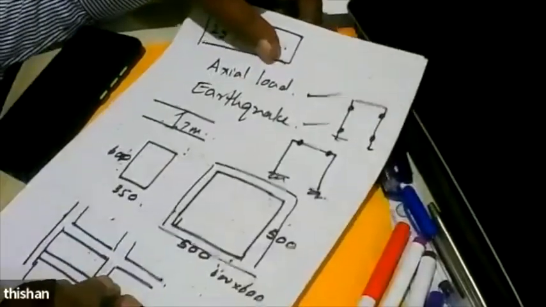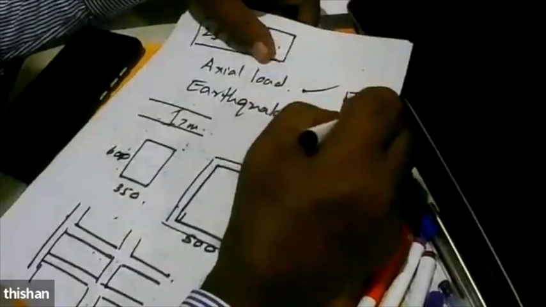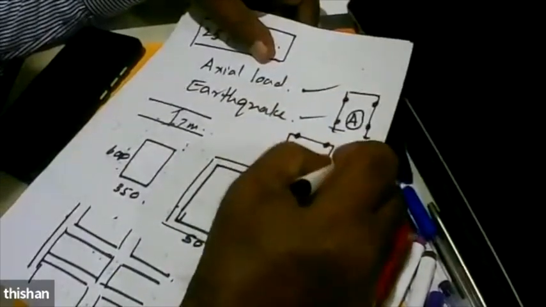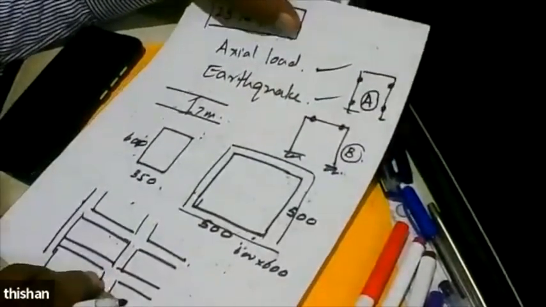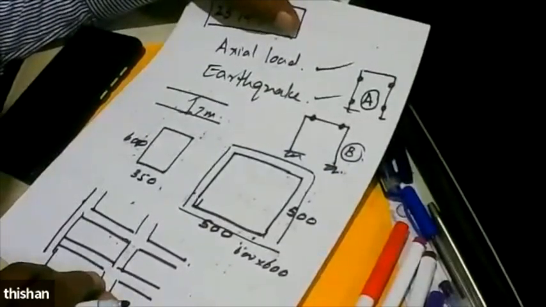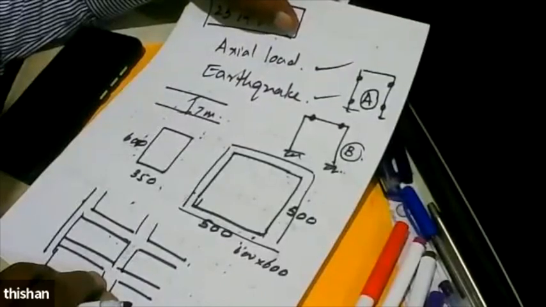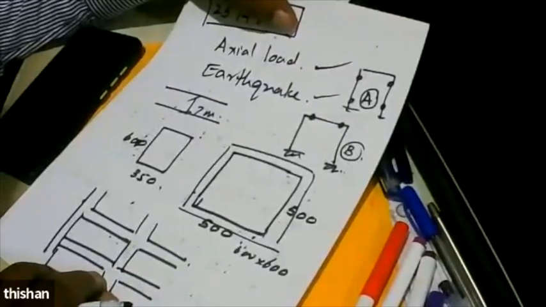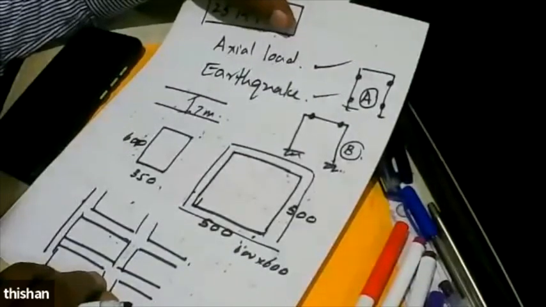Which is better? This A, this B. Which hinge is better? B is better. Why? If the hinges form on columns, columns can give way. That means they can just be flattened. The whole building will be flattened by the way.